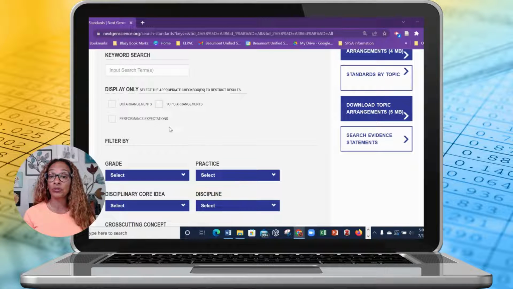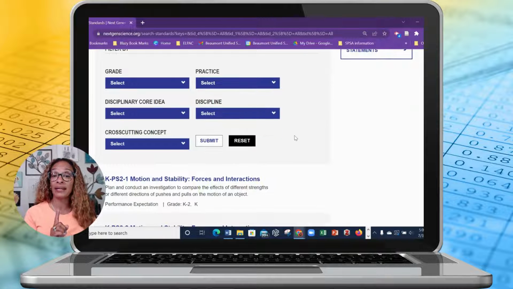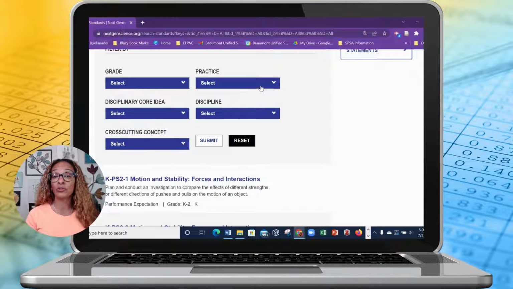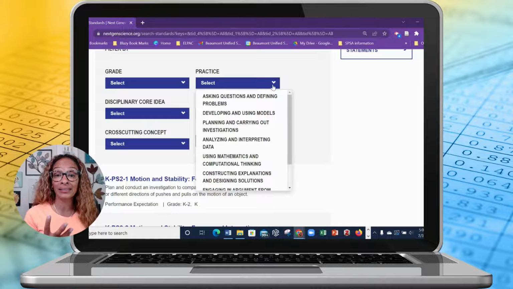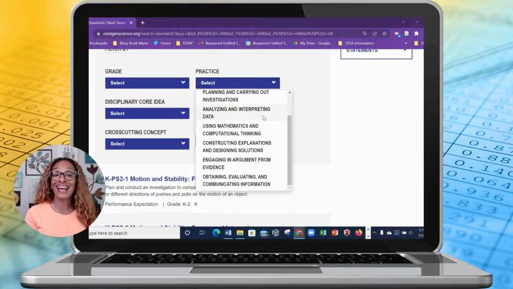You can still do a key search. You can still search by display only, but I would recommend that you go down here and select a grade level. You can do specific grades, or you can do it by grade span: K-2, 3-5, middle school, high school. You can do it by the science and engineering practice, and you'll notice that it's very specific. Science and engineering practices are asking questions and defining problems, developing and using models, planning and carrying out an investigation, analyzing and interpreting data, using mathematics and computational thinking, and so on. And you can look at those.